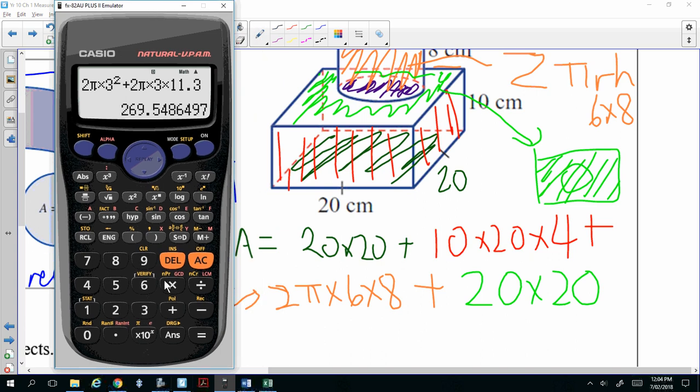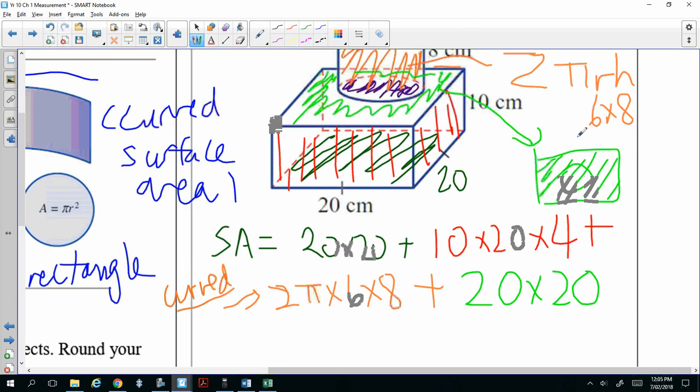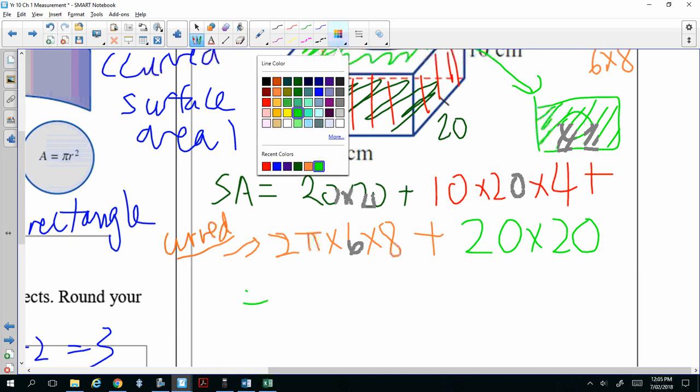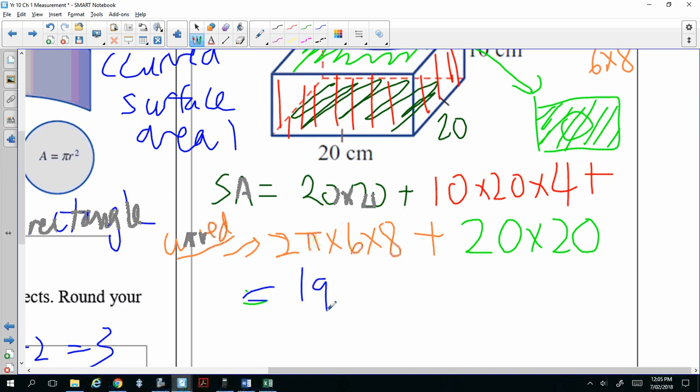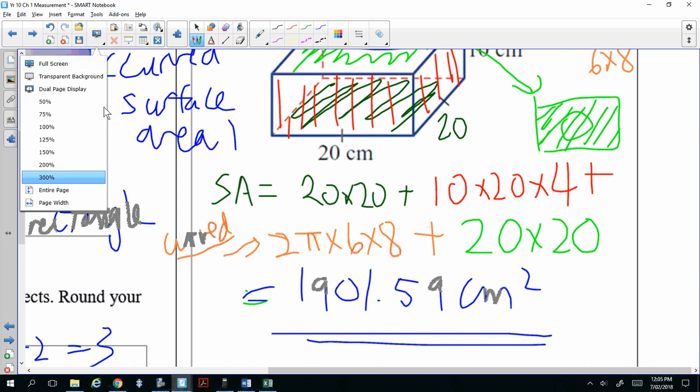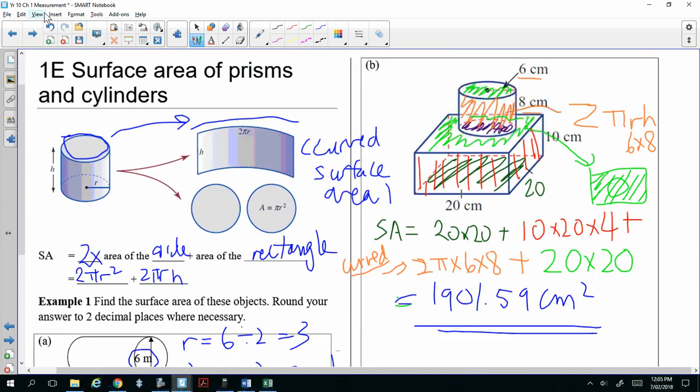So 20 by 20, and there's two of them, plus 20 times 40, plus 2 pi r times h. Yes, hopefully everyone got that, which is equal to 1901.59 square centimeters. That's the surface area of this composite solid. So composite shapes can be a little bit more difficult, so make sure you look at it very carefully. All right, good.